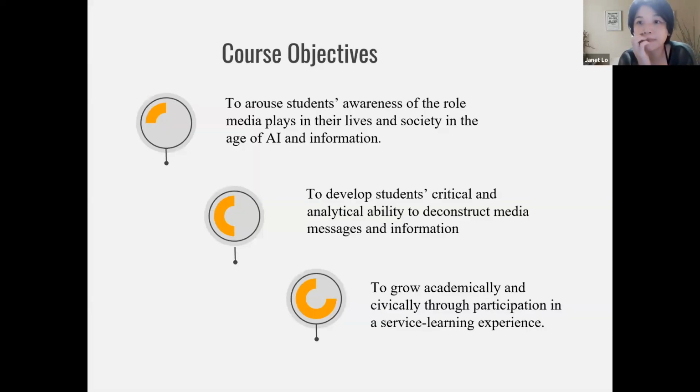So let me introduce my course objectives. The first course objective of this course is to arouse students' awareness of the role media plays in their lives and society in the age of AI and information. We all know that now in the age of AI and information, we get a lot of information from the media, no matter whether we are college students or high school students. So our course wants to teach them to enhance their level of media literacy, so that once they encounter a media message, they will not put 100% trust in the message.